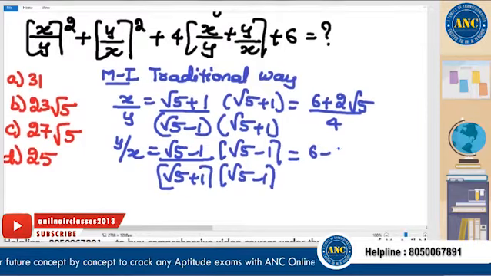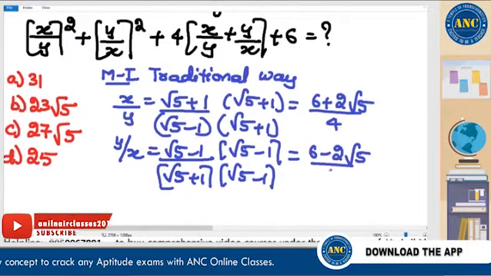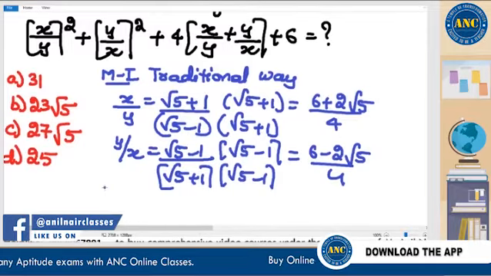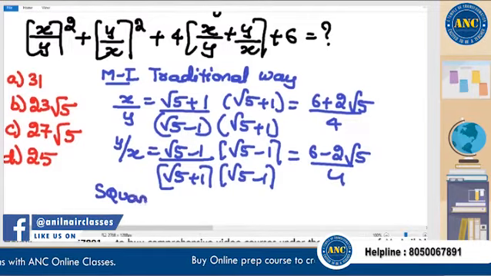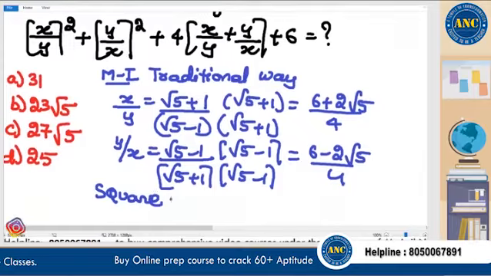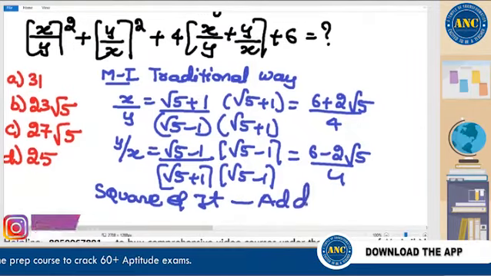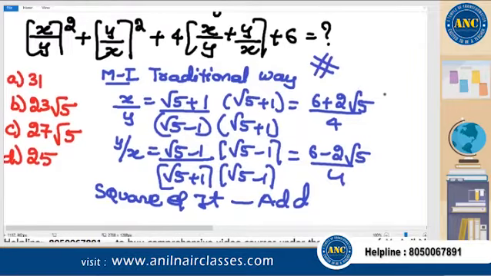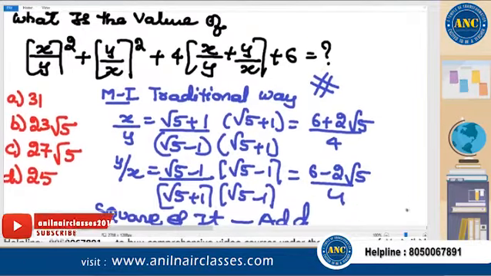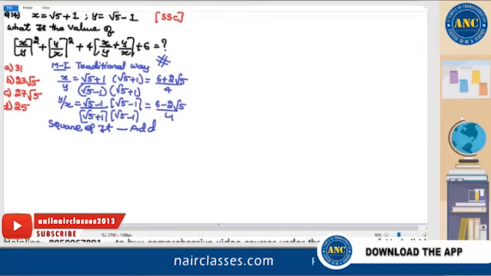So, it is nothing but 6 minus 2 root 5 by 4. They will square it and add it. It takes a lot of time. This is a traditional method. I hope it is clear. It will take a lot of time.